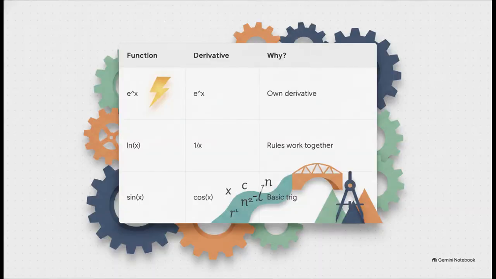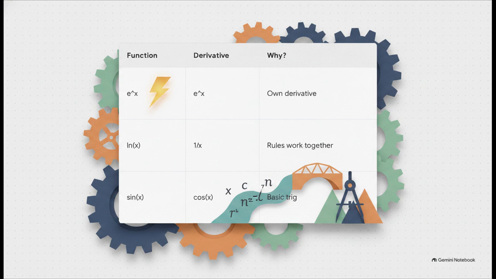Look how beautifully simple the rules for exponentials, logarithms, and basic trig become once you understand these core gears. Like the derivative of e to the power of x, it's incredibly special. It is its own derivative. The natural log of x just cleanly becomes 1 over x. And since we already visited the land of triangles, we know the derivative of sine is simply cosine.